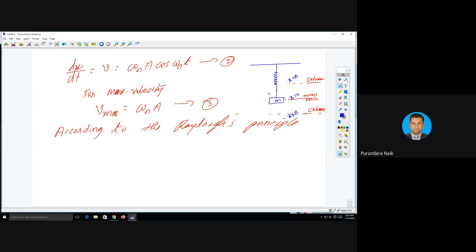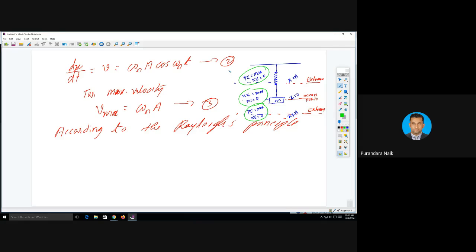If you take the potential energy and the kinetic energy at the extreme position and the equilibrium position, here potential energy is maximum but kinetic energy is 0. Here kinetic energy is maximum, potential energy is 0. Here again potential energy is maximum. Please write down: kinetic energy is 0 here, because the velocity is 0 at this point. So at the extreme position, kinetic energy is 0 but potential energy is maximum.